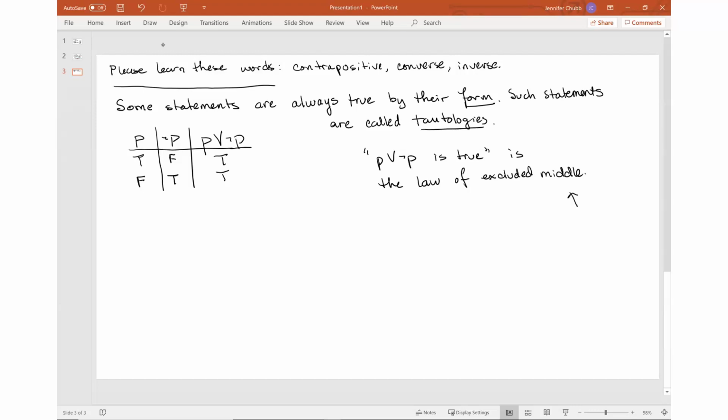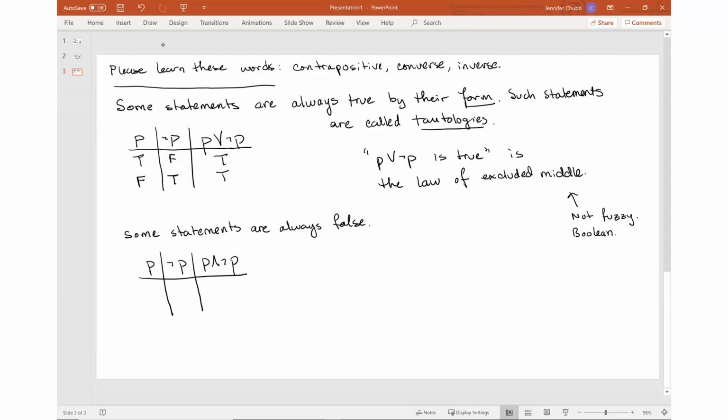So our logic is not fuzzy, right? Our logic that we're taking is clear, black and white, 0 and 1, true and false, Boolean. All right, so this is a basic example of a tautology. We also have this case where some statements are always false. Again, by their form, it doesn't matter what you plug into the statement variables, the statement is false no matter what. Now, this is the first most important example of what we call a contradiction.